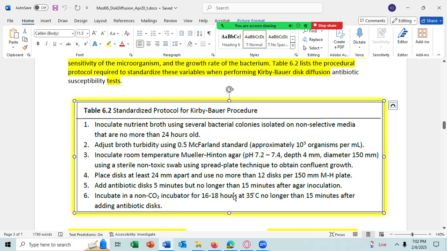You then incubate the plates no longer than 15 minutes after adding the antibiotic disc. You put them in a non-CO2 incubator and let them grow for 16 to 18 hours at 35 degrees Celsius. Obviously, at least for some species, if you grew them at a higher temperature or for a longer period of time, you'll have a smaller zone of inhibition because you have more bacteria growing. Any question about any of that?